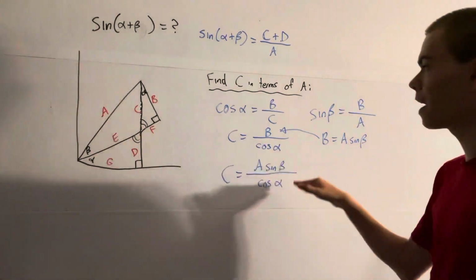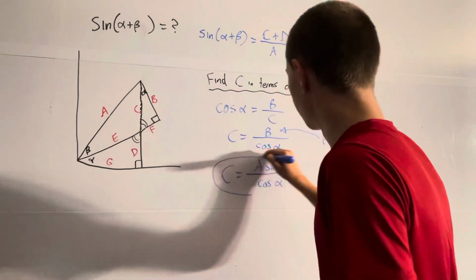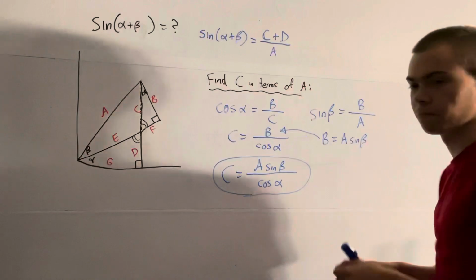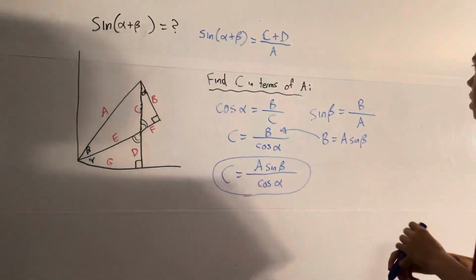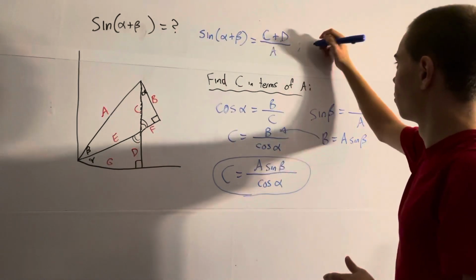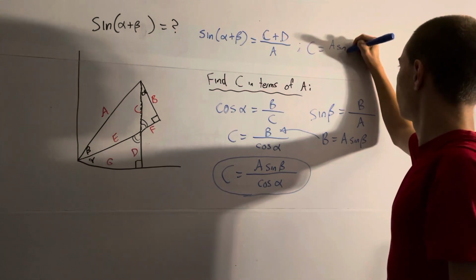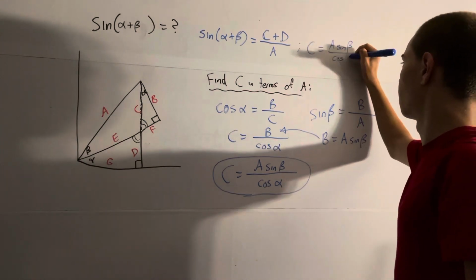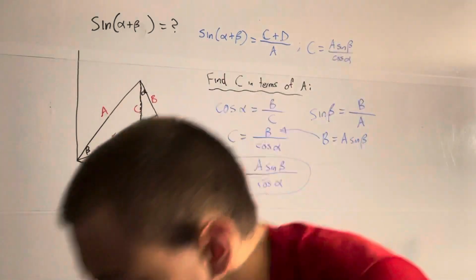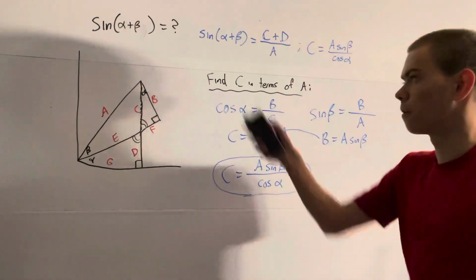As you can see, we have found what C is in terms of A, and that's what we're going to put into that equation eventually. Now that we've found that, I think it's important that we write that down. So C is equal to A sine of beta divided by the cosine of alpha. This is going to be useful later on. So all we have to do now is find what D is in terms of A, and then we can figure this out.